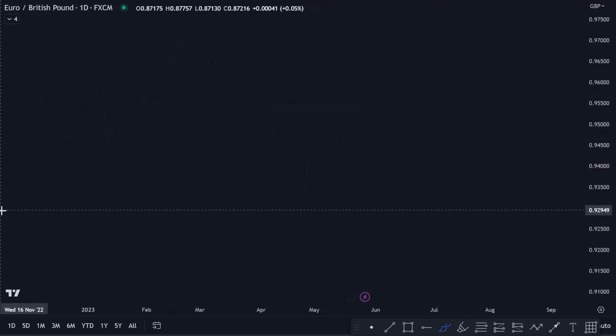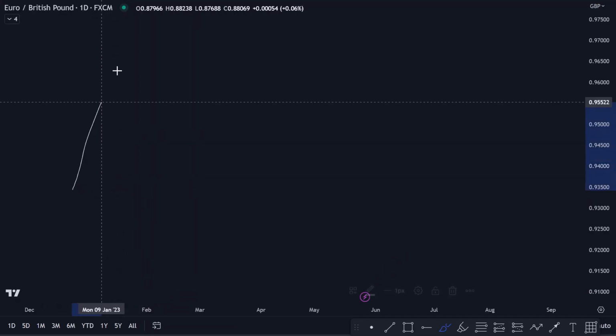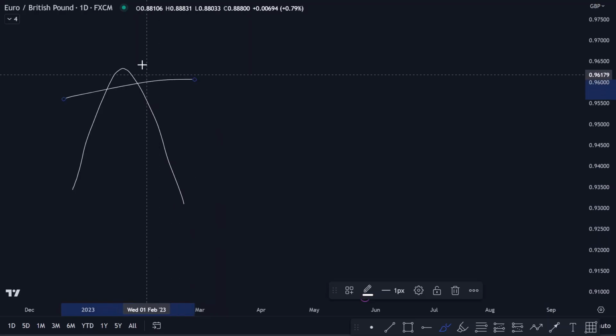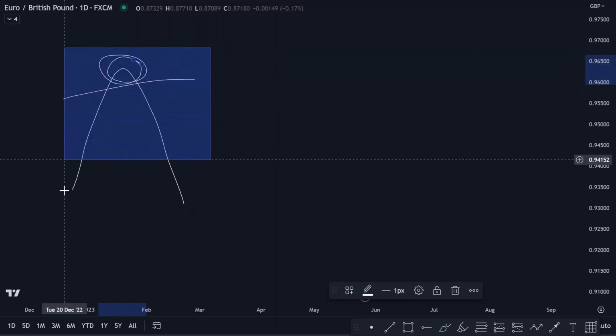Now, after we learned how to determine and mark out high probability POIs, what we can cover now is what happens after a liquidity sweep. We'll cover what's happening here, okay? So we're going to cover the candle formation and the entries based on those candle formations.